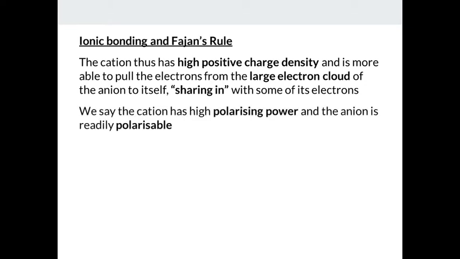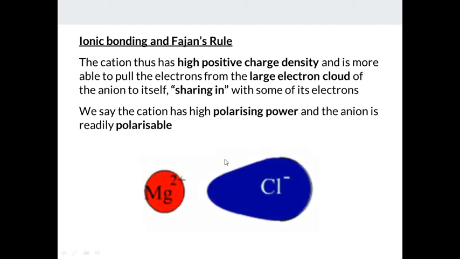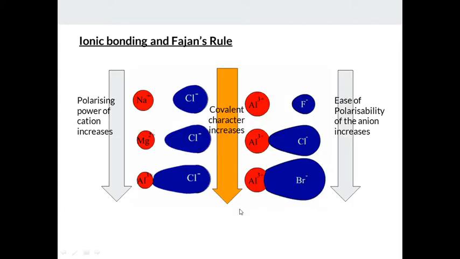We thus say that the cation has high polarizing power, the anion is readily polarizable, and there is significant electron sharing resulting in partial covalent character. So when we move from sodium chloride to aluminium chloride, what we observe is that the anion remains the same, but the polarizing power of the cation increases because the cation becomes more highly charged and also smaller in size. As a result, the covalent character increases from sodium chloride to aluminium chloride, so much so that aluminium chloride exists as simple covalent molecules and no longer as an ionic lattice.